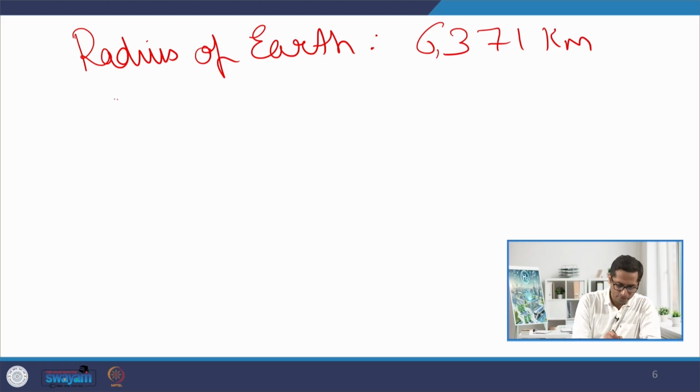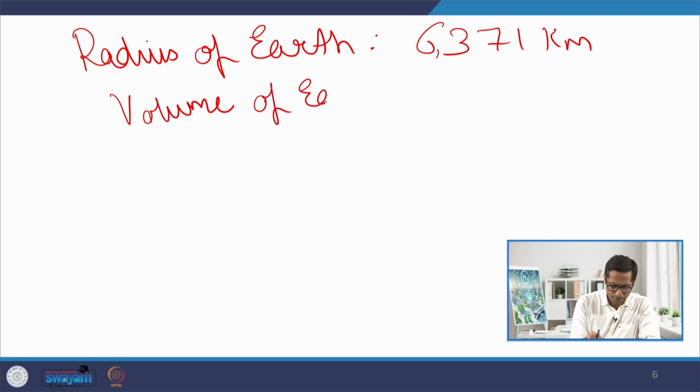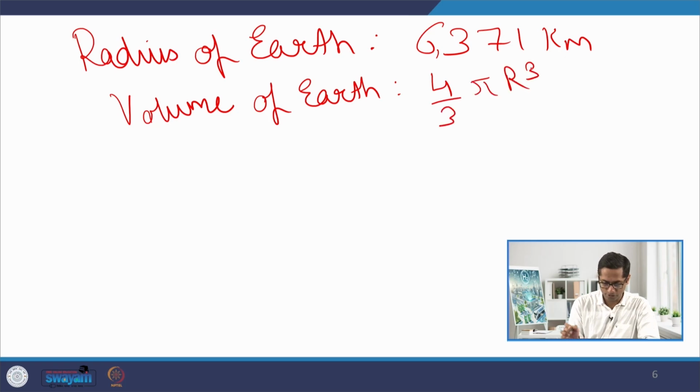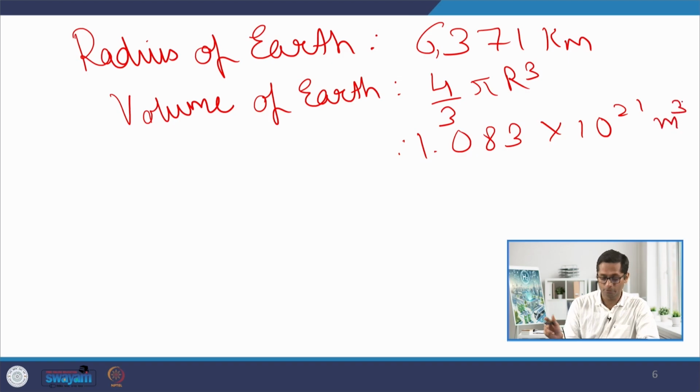If I have to calculate the volume of Earth, we can use the simple formula, which is 4/3 pi r cubed, and this will give us an answer of roughly 1.083 × 10^21 meter cubed. I would encourage all of you to do this calculation along with me, so that you know how these numbers are coming.